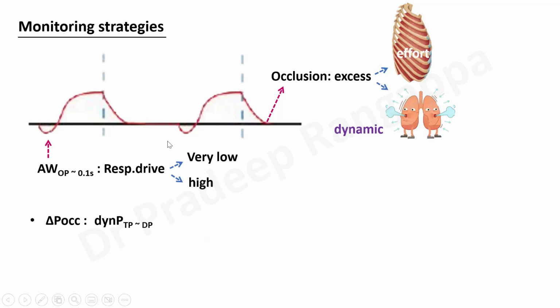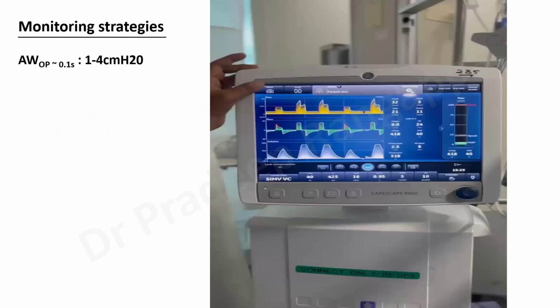In our ventilator, what we are using in our unit, we have this measurement, which can be easily done, but we do not have delta P occlusion. Delta P occlusion is the change in the pressure swing when the airway is occluded for the whole respiratory cycle. 0.1 second is where the respiratory cycle is occluded for 0.1 second to look at the change in the pressure, which will determine the respiratory drive.